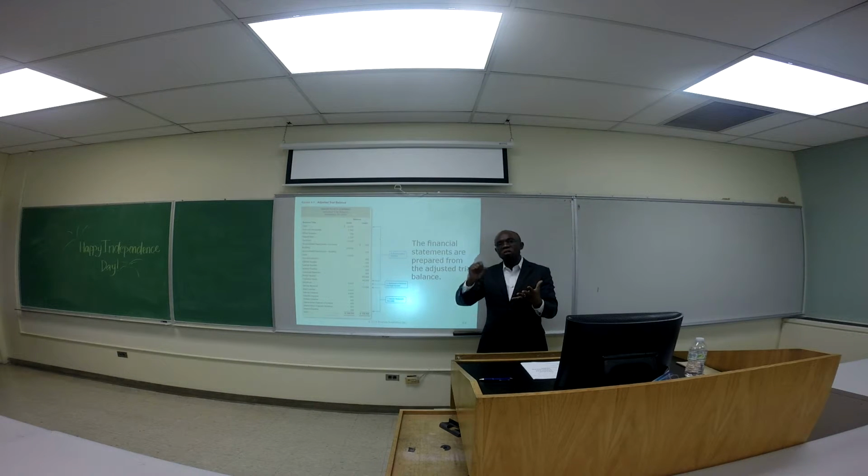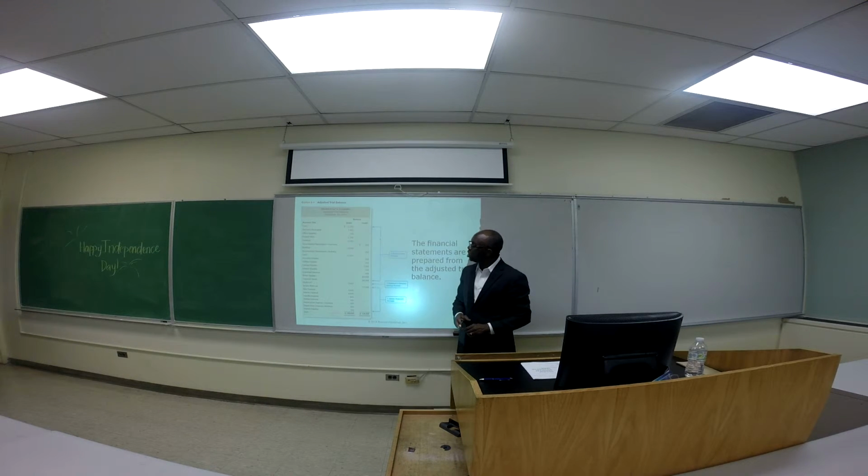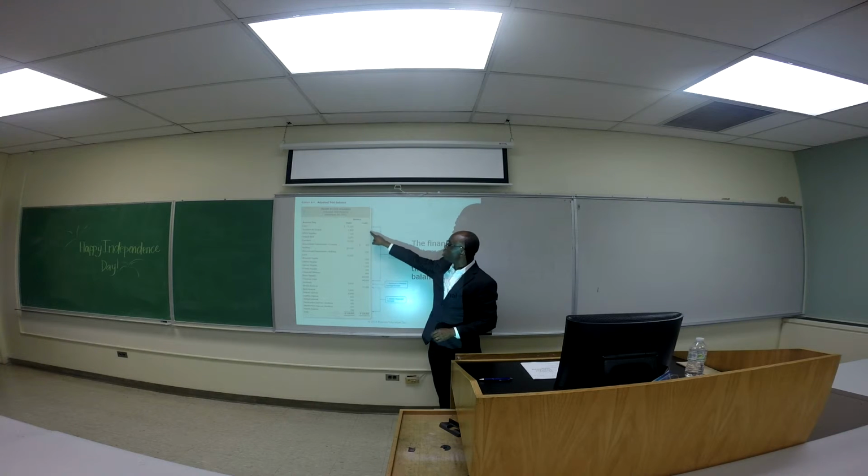After journalizing adjusting entries, we post to the ledger. After posting to the ledger, we prepare another trial balance. This time we call it adjusted trial balance. So at this point in time, we have prepared two trial balances. One is unadjusted, this one is adjusted. So again, like I said, you need to go back to chapter 3 to review your work.